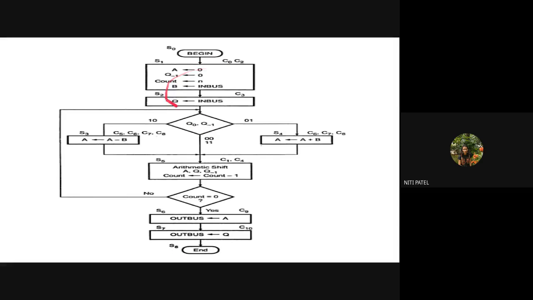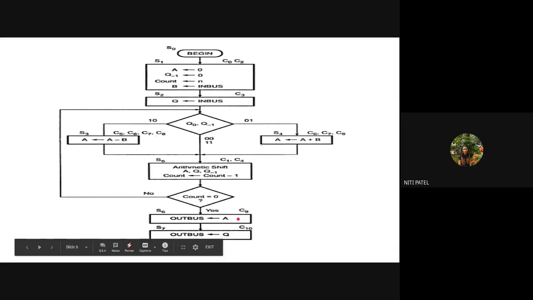So for this particular box, the control signals used are C0 and C2. For this operation, the control signal is C3. For this operation, the control signals are C1 and C4. For these two operations, the control signals are C5, 6, 7 and 8. For this operation, the control signal is 9. And for this operation, the control signal is 10.